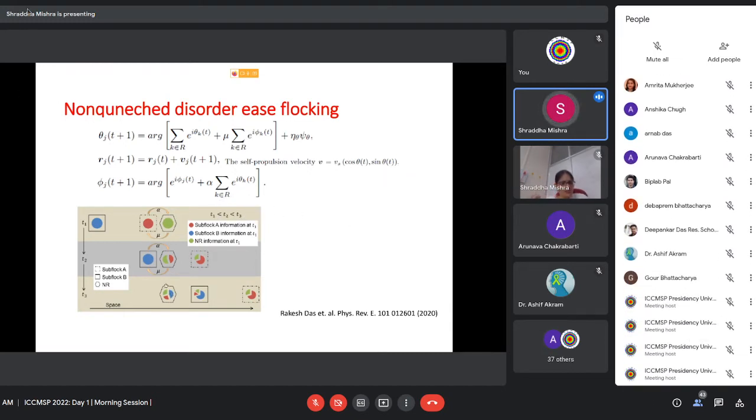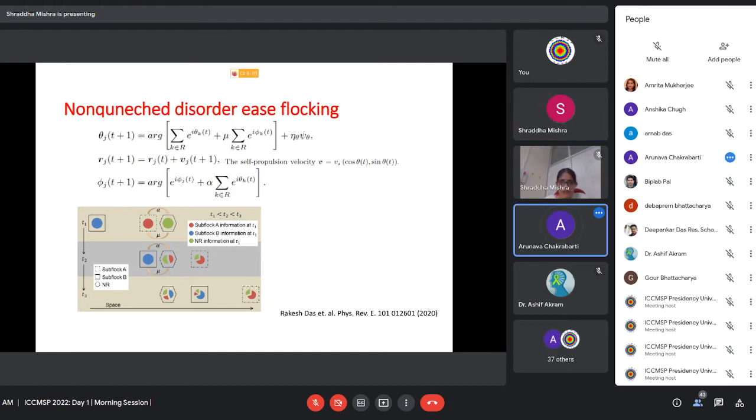So now in this system, because of this, the rotators are actually acting like a medium, which is transferring the information of two subflocks even where they have not interacted with each other. And that is the reason why in this system the flocking is eased. Okay, I hope the model is clear, and the result, whatever I showed in this picture.